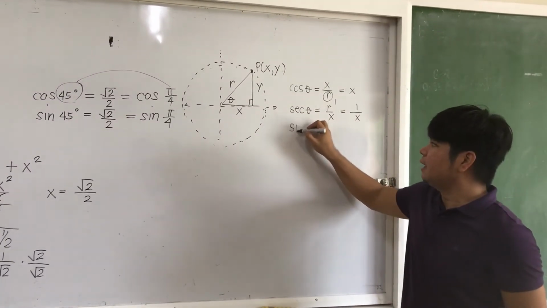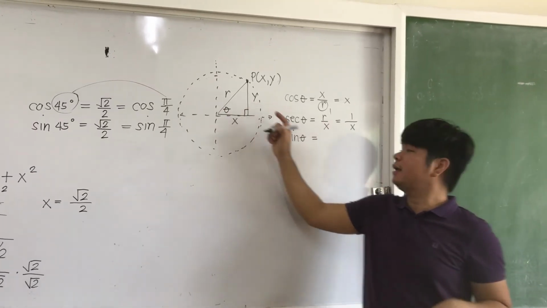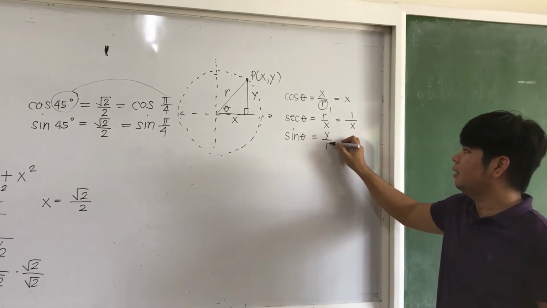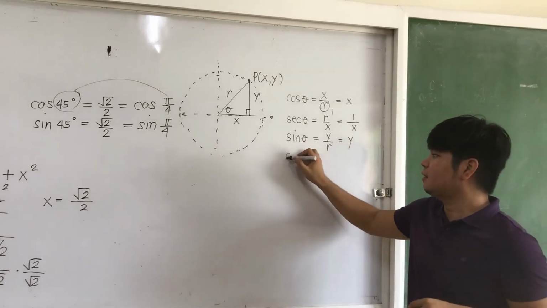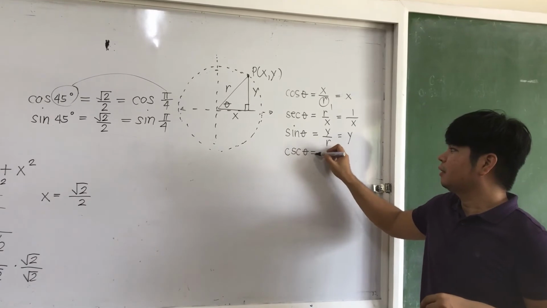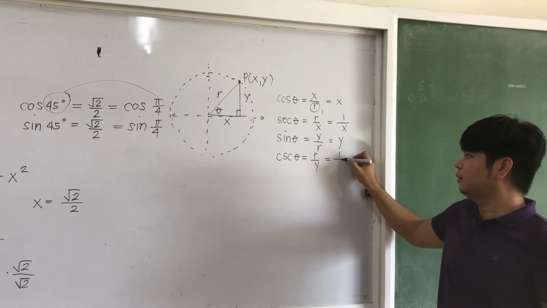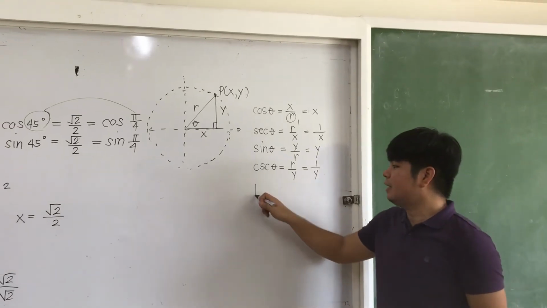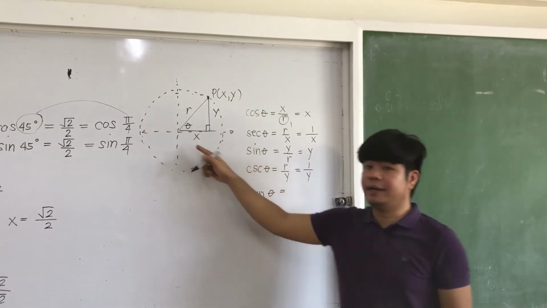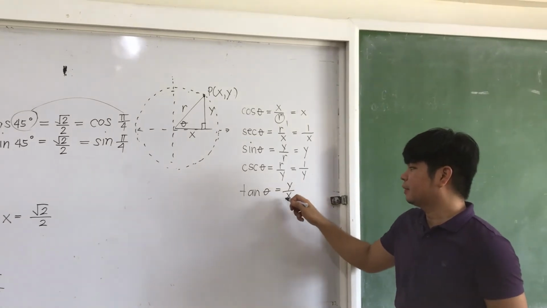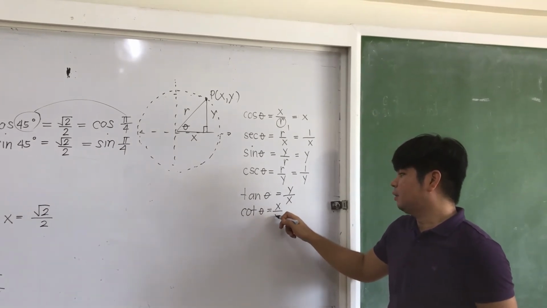Next is sine theta. The opposite is y, so we have y over r, and r is 1, so we have y. And the reciprocal of sine theta is cosecant theta. And that will be r over y, and r is 1, so we have 1 over y. Tangent theta is equal to the opposite side y over the adjacent side x. So its reciprocal, cotangent theta, is simply x over y.